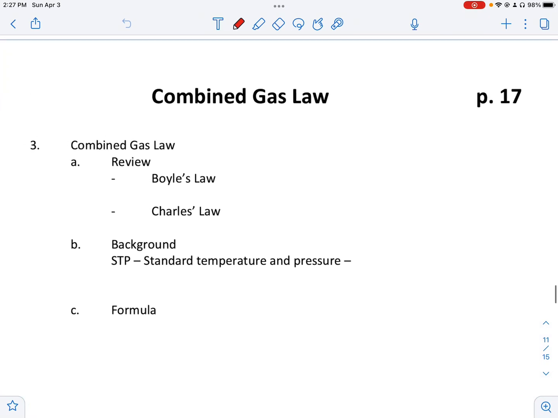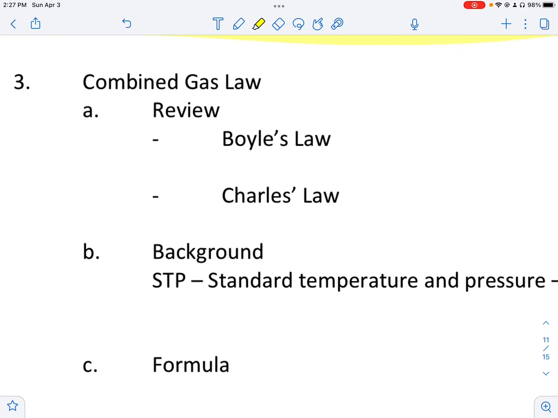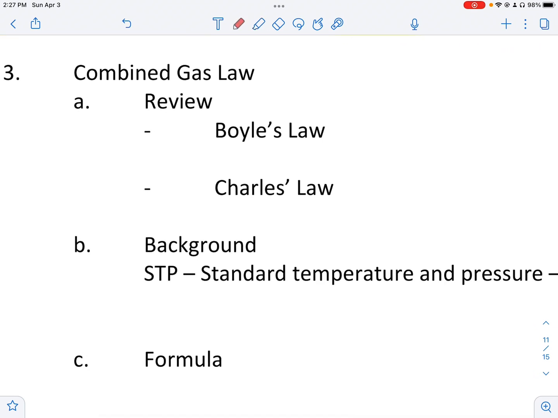All right, so 7.5, we are talking about the combined gas law, which is on page 17 of our notes. We're going to start by reviewing Boyle's law and then Charles' law. The formula for Boyle's law is P1 V1 equals P2 V2. Our formula for Charles' law is V1 over T1 equals V2 over T2.